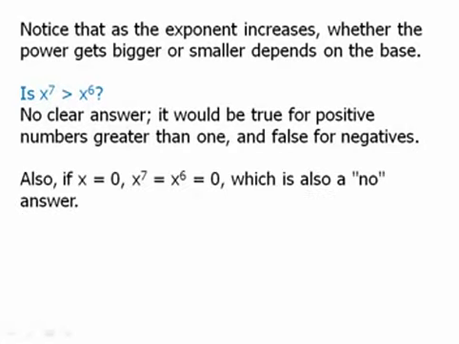Also, if x equals 0, x to the 7th would equal x to the 6th, which would be 0, and that's also a no answer. X to the 7th would not be greater than x to the 6th if it's equal to x to the 6th.